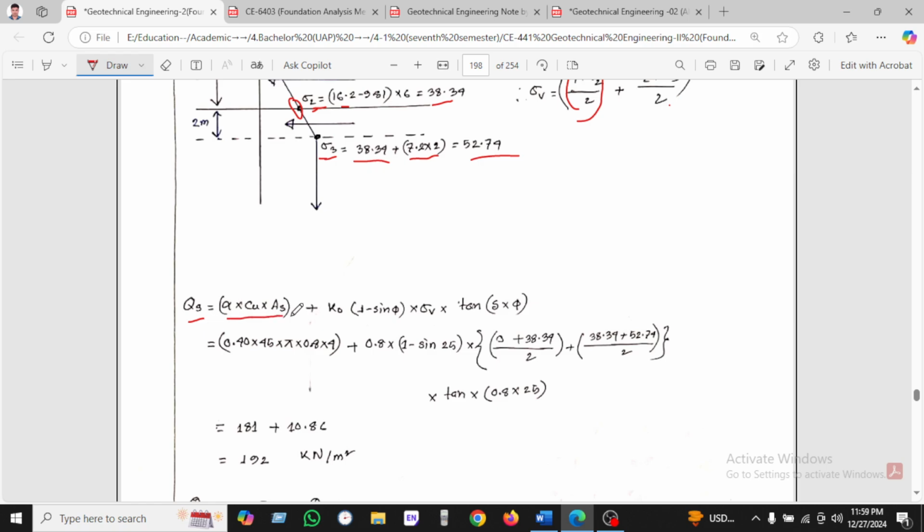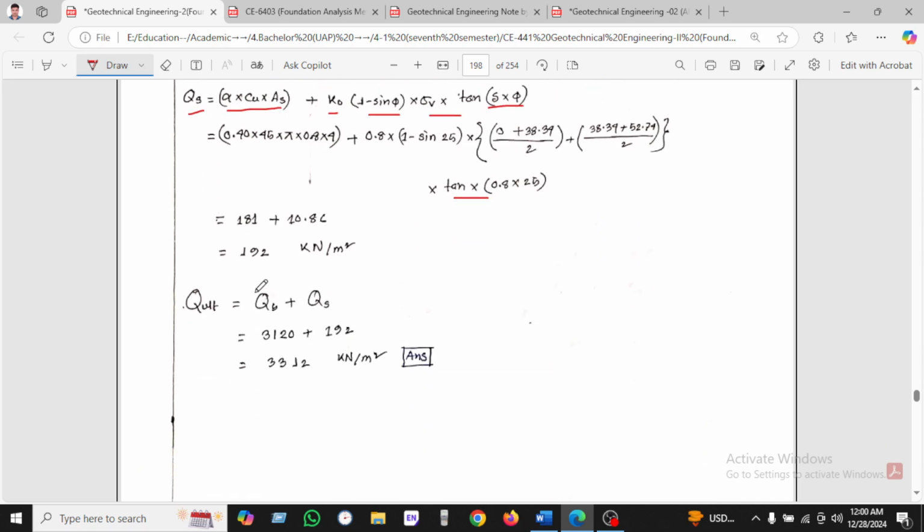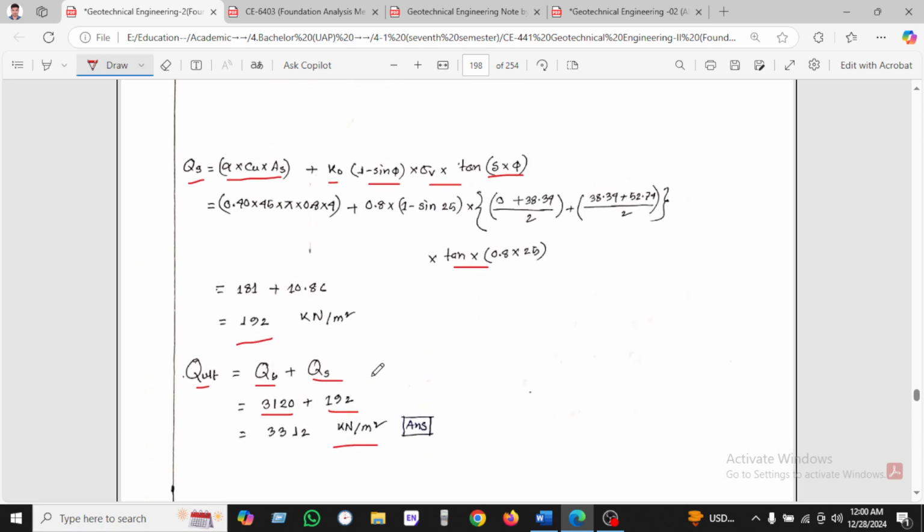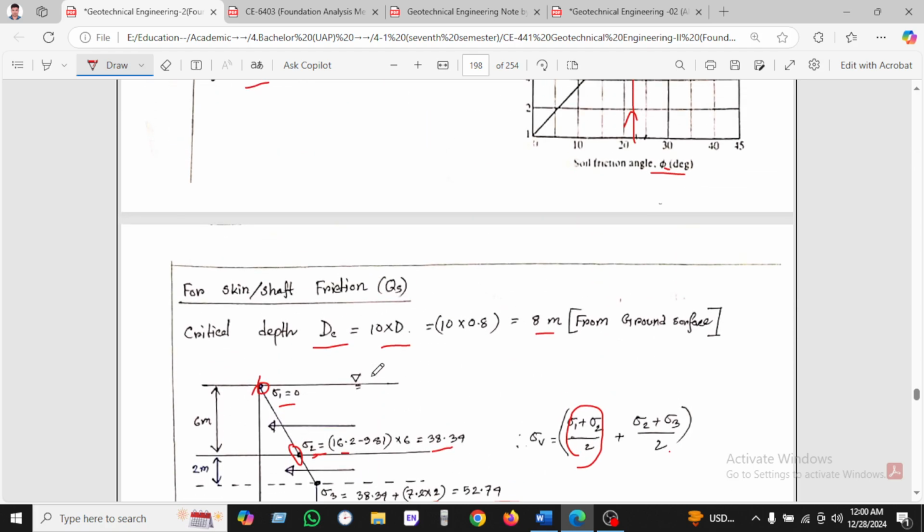Qs equal to alpha Cu, Ks, K naught, 1 minus alpha, tan theta, and putting all these values below and found 192. And Q ultimate will be end bearing and skin friction, which is 3120 and 192, and found 3312 kilonewton per meter square. Okay, this is the method in that.